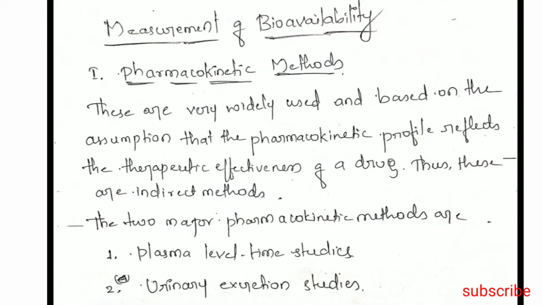These are very widely used and based on the assumption that the pharmacokinetic profile reflects the therapeutic effectiveness of a drug. Thus, these are indirect methods. The two major pharmacokinetic methods are plasma level time study and urinary excretion study.